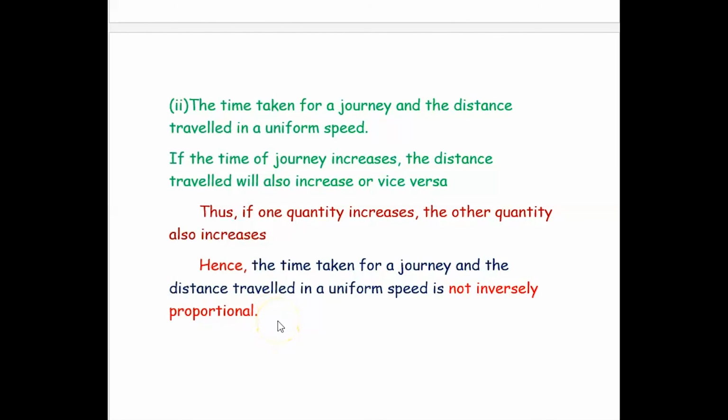Hope you have understood how to check whether they are in inverse proportion if you are given a table. We have to take various corresponding values of x and y, and check the relation. x into y should be a constant for all values of x and y. In this case, the increase in one quantity should give a proportional decrease in the other quantity. In these cases, we can say that the given relation is inversely proportional.